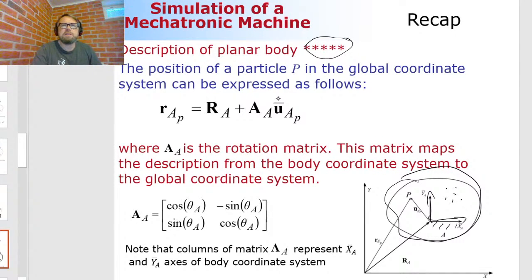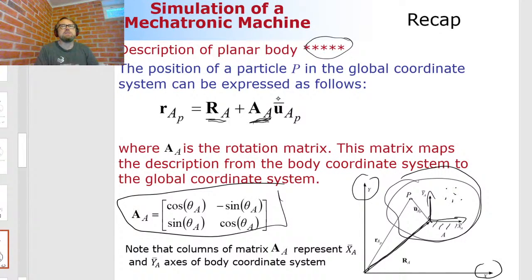So it happens in such a way that we first describe where the origin of the body reference coordinate system is located with respect to the global coordinate axes. Then we take the rotation of the body reference coordinate system into account. That is done using a 2x2 rotation matrix, which is an orthogonal matrix, meaning that if you form vectors out of the columns of this 2 by 2 matrix, those vectors will be perpendicular to each other. So they will have a 90 degree angle with respect to each other.